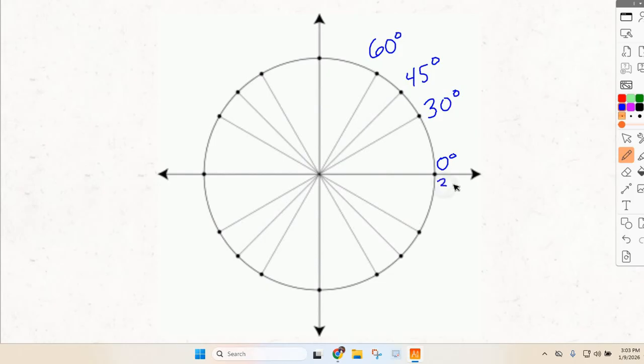Then we also discussed going all the way around is 360. Halfway around is 180. Half of that is 90. Do we know what our negative y-axis is? 270.